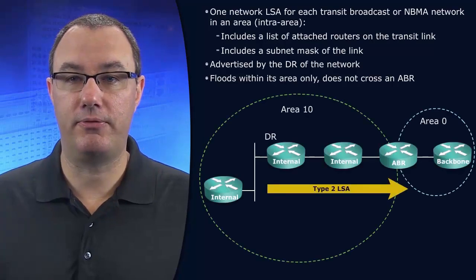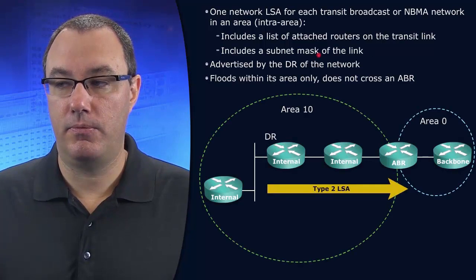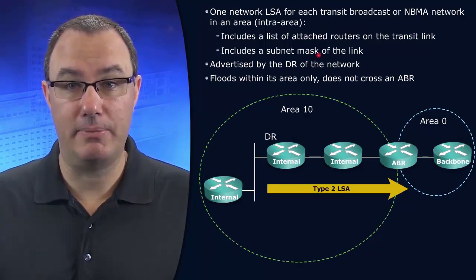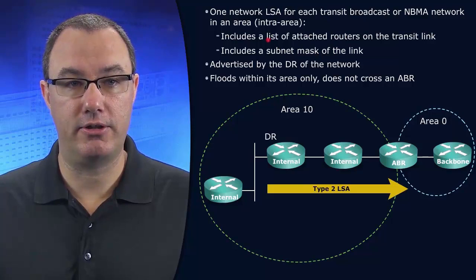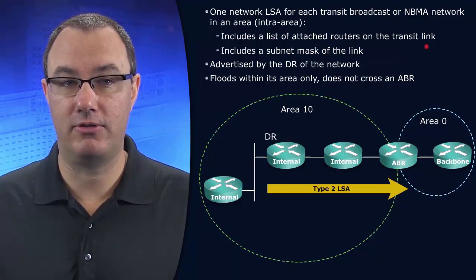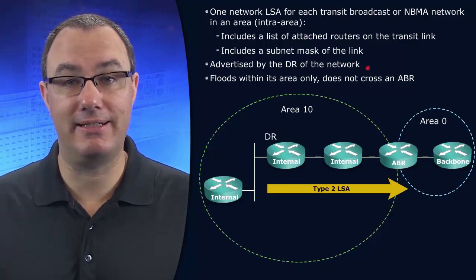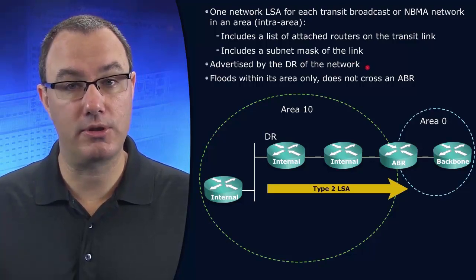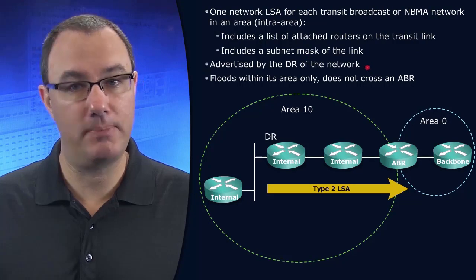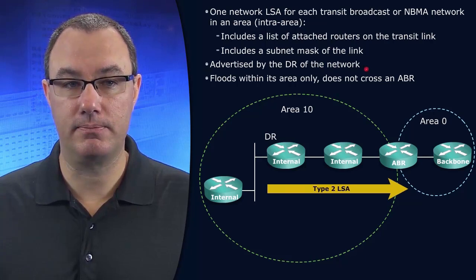So they simplified the logical information describing that network. And so what it does is it lists off all of the attached routers in the subnet. It lists the subnet mask. It is advertised by the designated router. That's important. Not the BDR. It is advertised by the designated router.